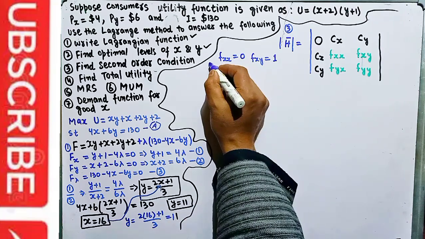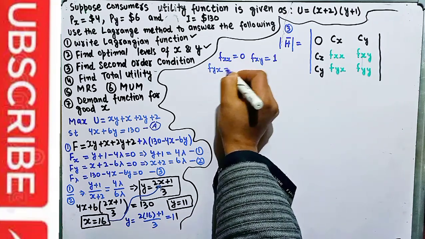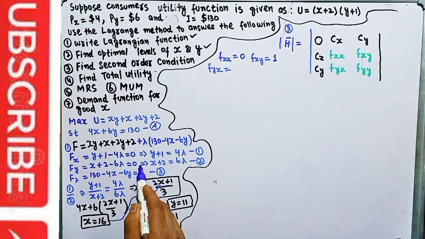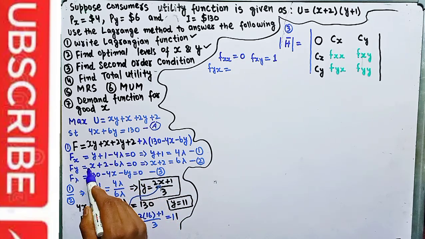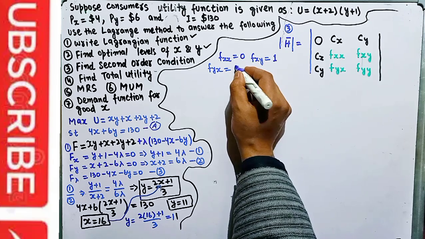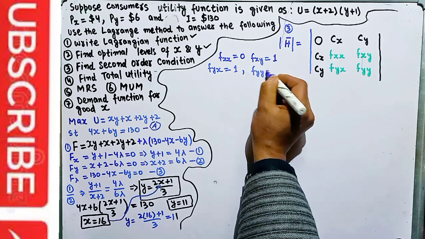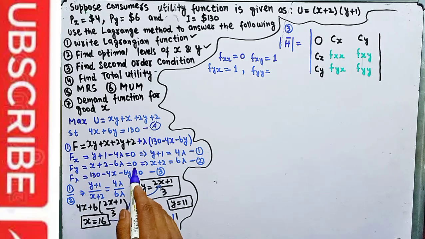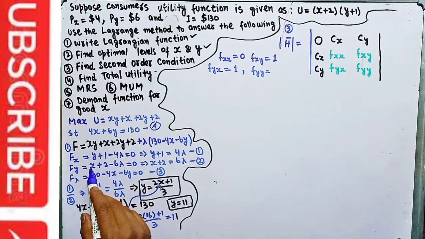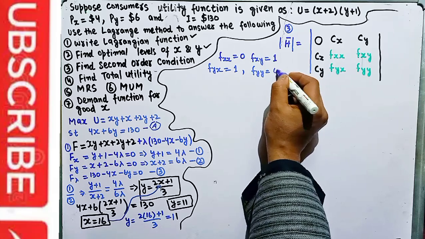Now fyx means partially differentiating this function with respect to x. Since the derivative of x is 1, we will write it here as 1. Now fyy means partially differentiating this function with respect to y again. No y is involved, so its derivative is 0.